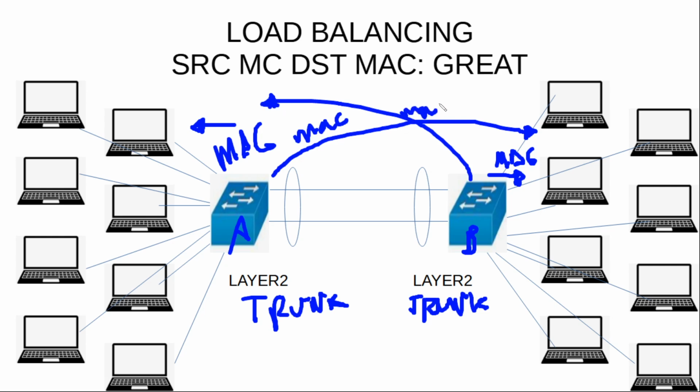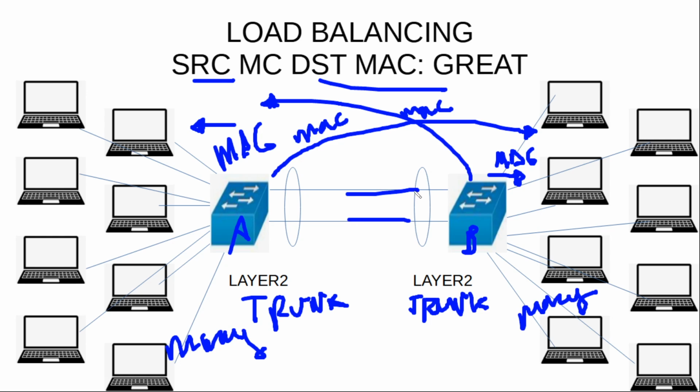So in order to load balance the traffic across these links, the method that makes sense is using the source MAC address and destination MAC address, because we have a lot of MAC addresses. We have many on this side, and we have many MAC addresses on the other side. So it makes sense to take into account the source MAC address and destination MAC address in order to calculate how to use these two links in an equal load balancing way. It makes perfect sense because we will have many on one side and many on the other.